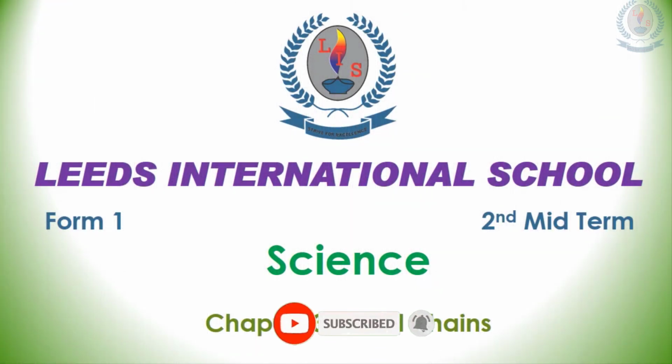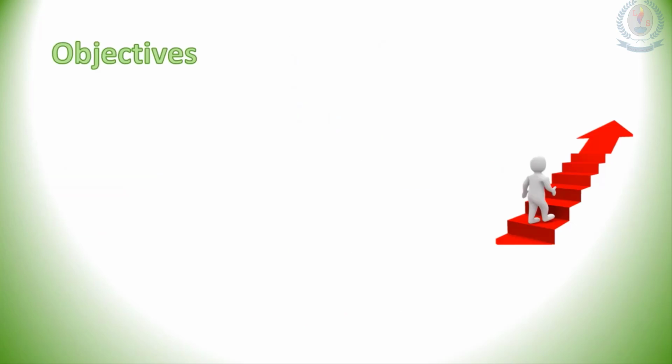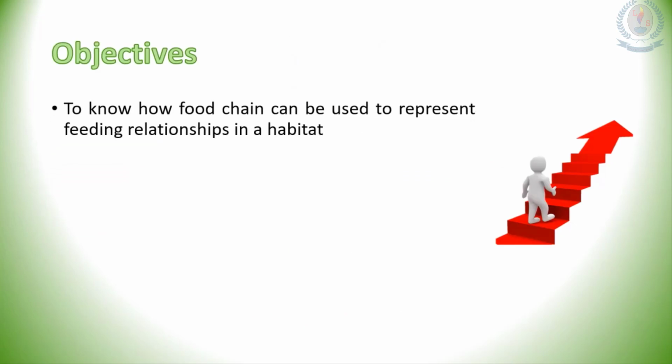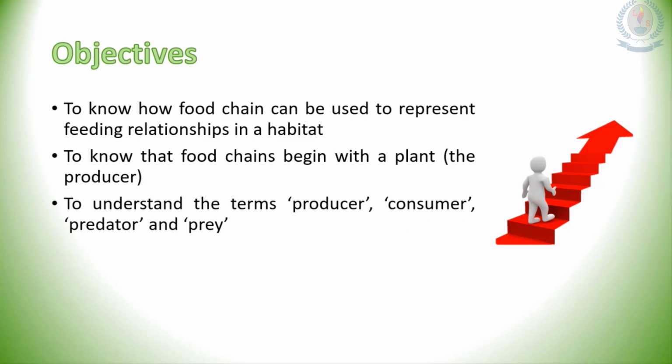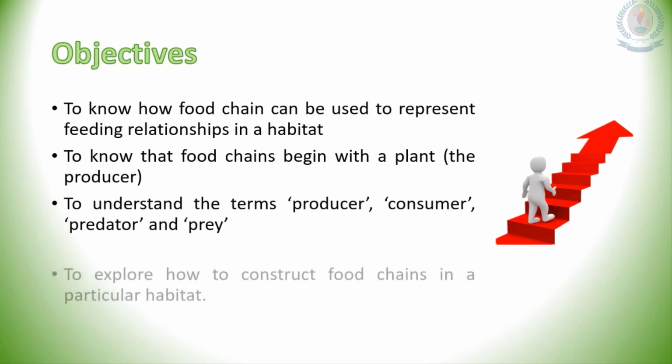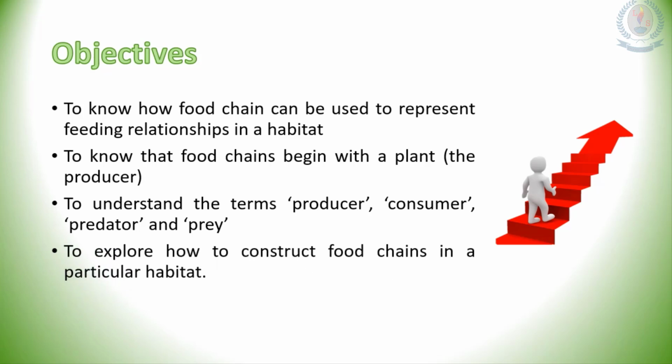Form 1 Science, second midterm, Chapter 3 Food Chains. Objectives of this chapter: to know how food chain can be used to represent feeding relationships in a habitat, to know that food chains begin with the plant or the producer, to understand the terms producer, consumer, predator and prey, and to explore how to construct food chains in a particular habitat.